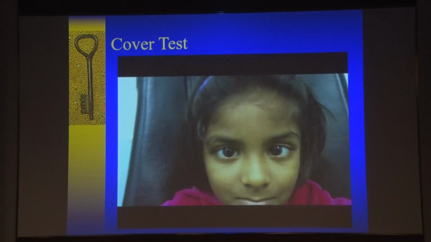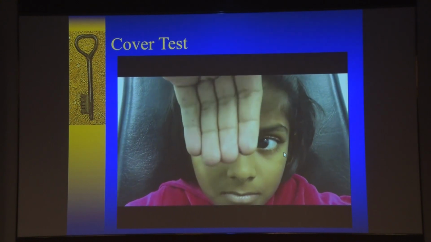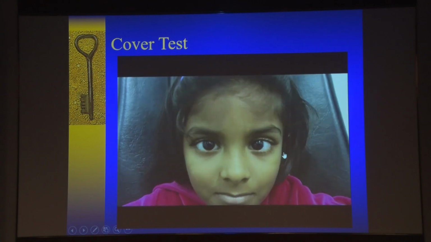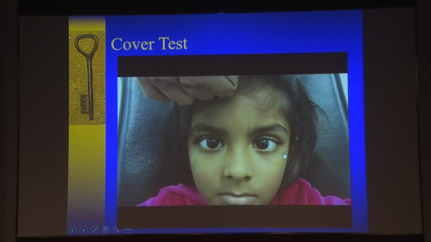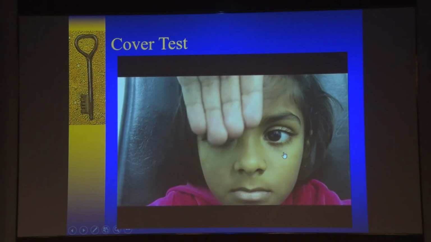All right. Just an example of an eso. Okay, the left eye does look a little eso. So you cover the right. Left takes up fixation. Uncover, it goes back. Again, this is a patient with a right dominance. Left squint. Cover the squinting eye. There's no movement. Look at the apple.